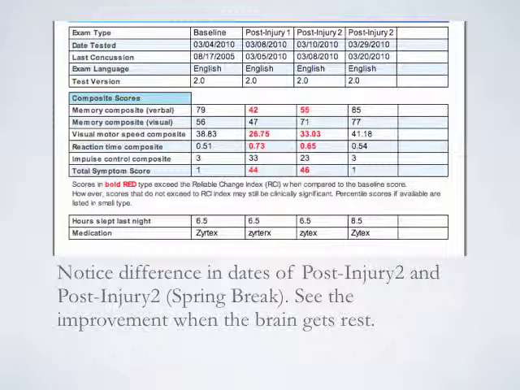And now, what I want you to really pay attention to is post-injury 2, the second test, the last column. You can see there's no more red. And if you look at the dates, this was the difference between having 2 weeks of March break, winter break, and how the brain is able to bounce back when given rest, when given cognitive rest, as well as physical rest. Look how the student's able to perform.